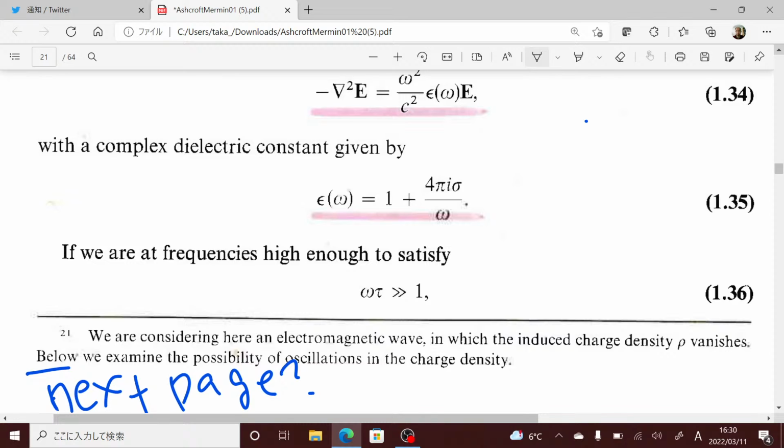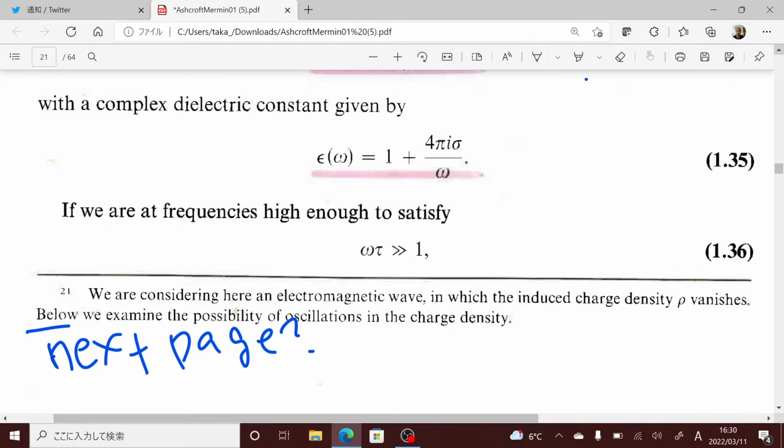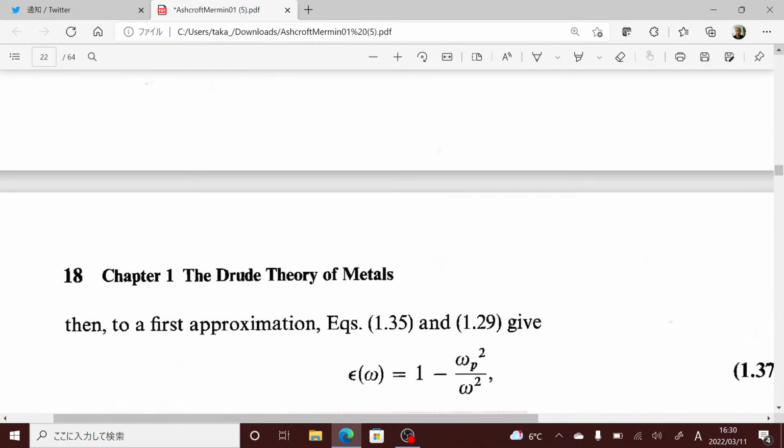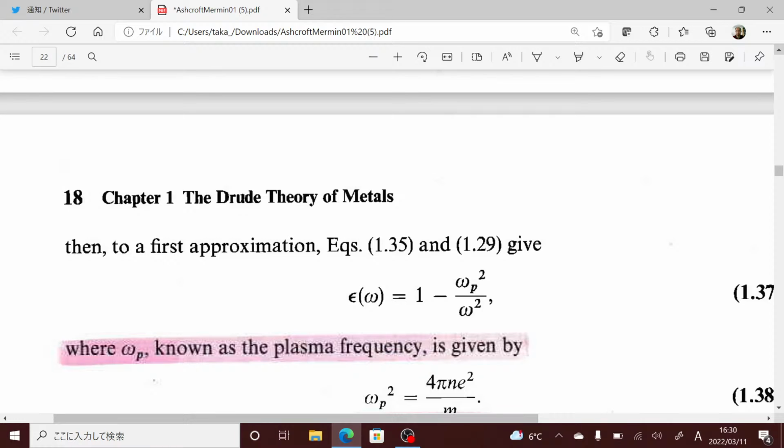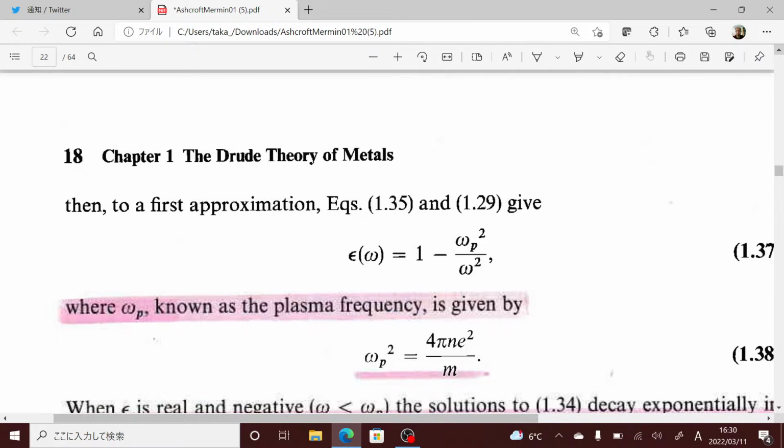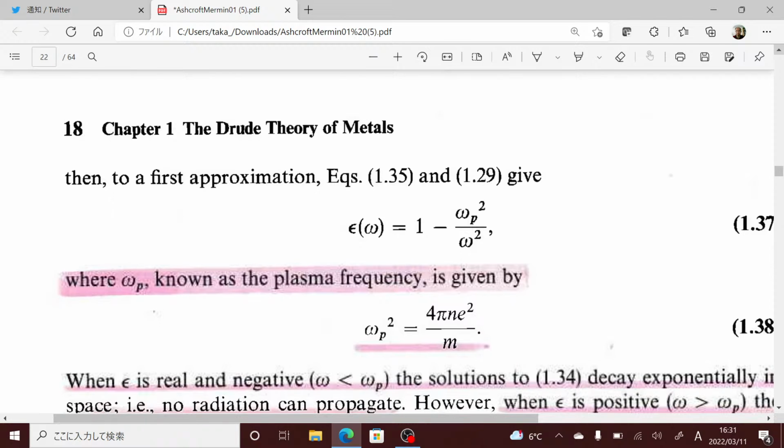Anyway, if we are at frequencies high enough to satisfy omega tau much larger than 1, then to a first approximation, equations 1.35 and 1.29 give epsilon equals 1 minus omega p square divided by omega square, where omega p, known as the plasma frequency, is given by this.